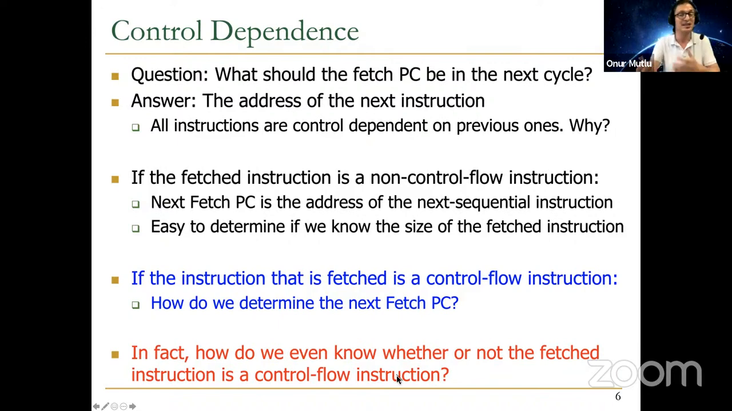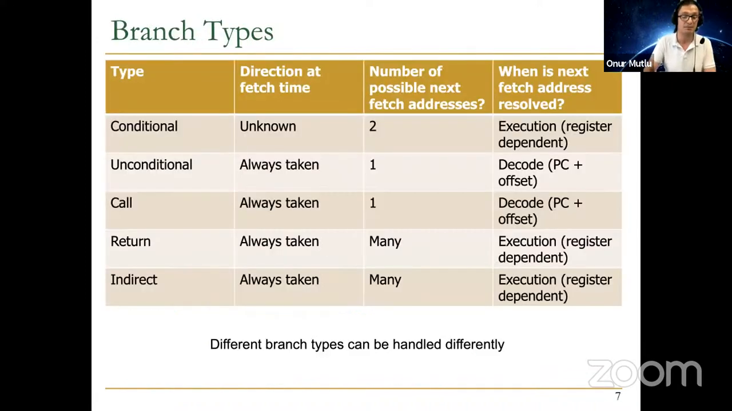So we cannot even distinguish between those two cases because we have not decoded the instruction yet. The instruction is being fetched at the moment in the fetch stage. So a control dependence is so disruptive to a pipeline processor because at the beginning of the pipeline, it immediately poses you a problem. What are you going to fetch next?